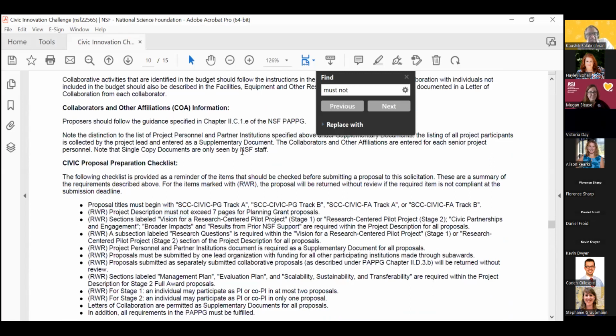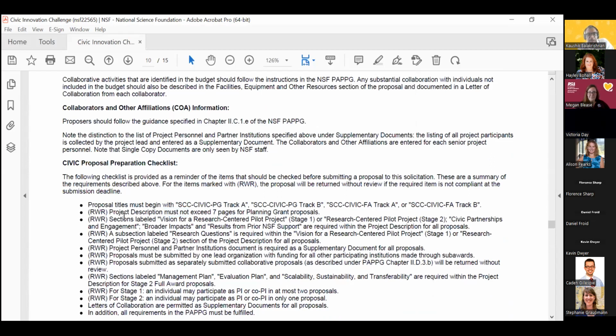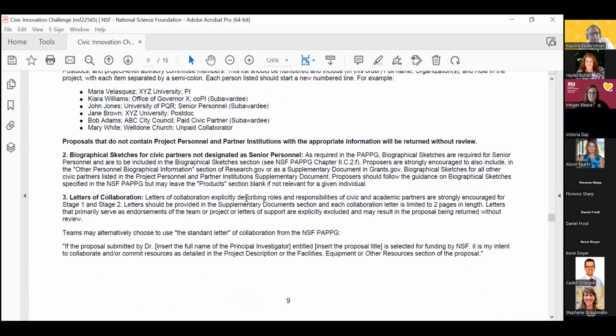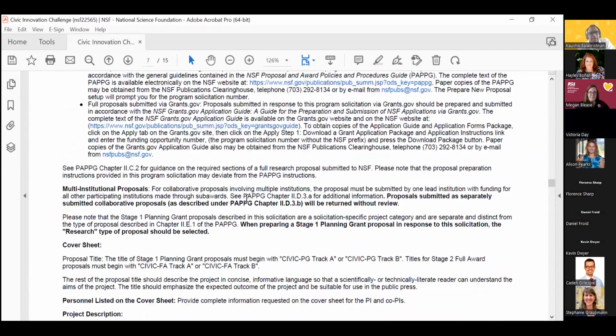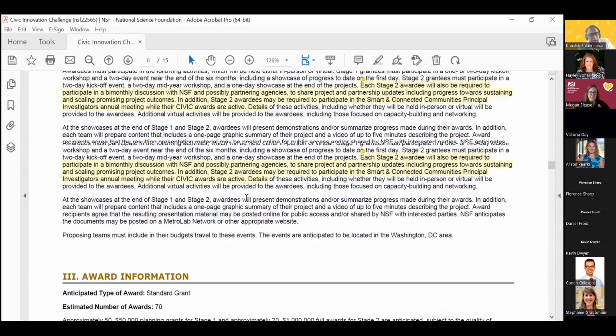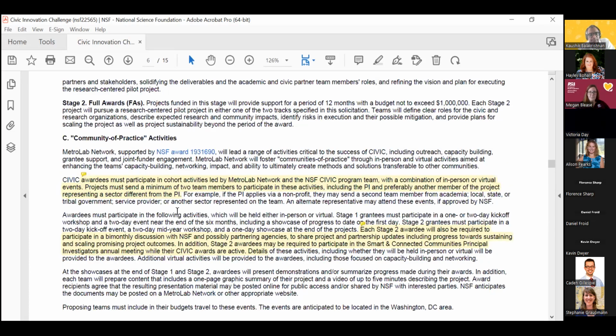This is not the most critical must not, but it says your project description must not exceed 7 pages for the planning grant proposal. So you have a page limit that has been set up. Let's also look at what we must do, because that also drives a lot of scope and budget.